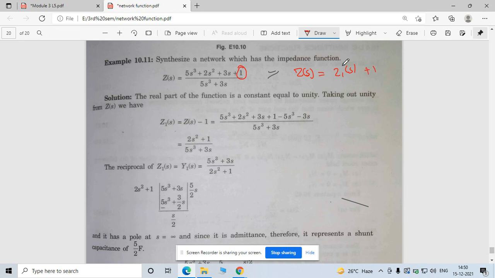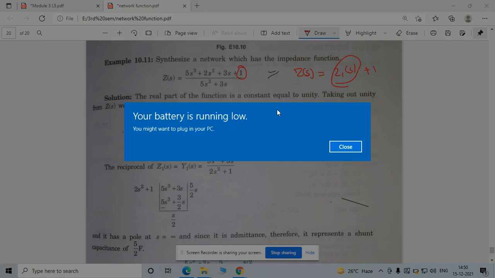So what is the value of Z1 of s? Z1 of s is nothing but your Z of s minus 1. So you can find out this.